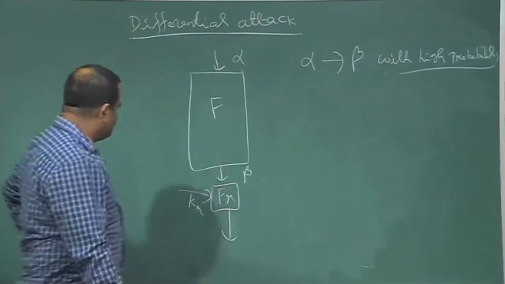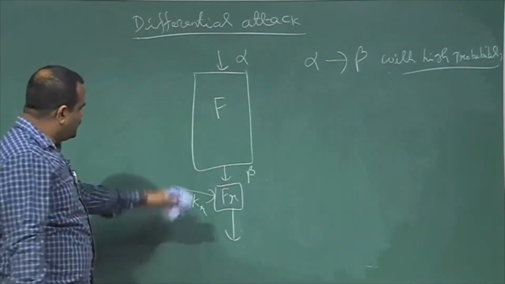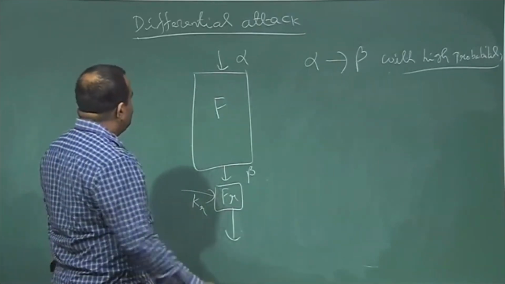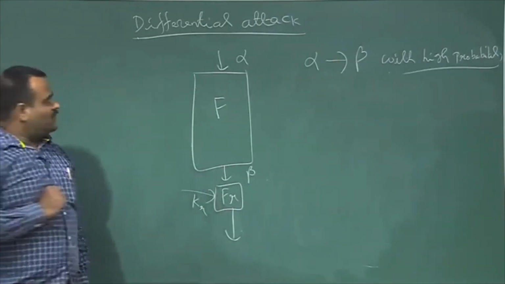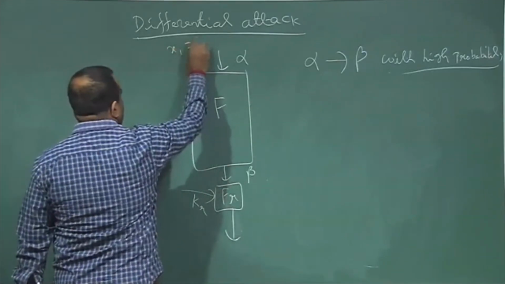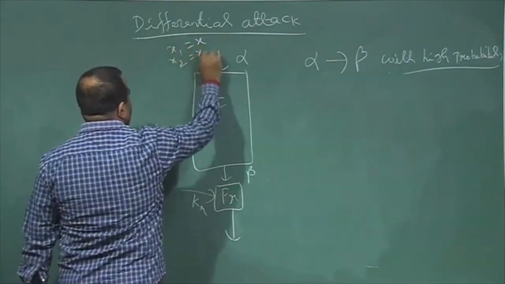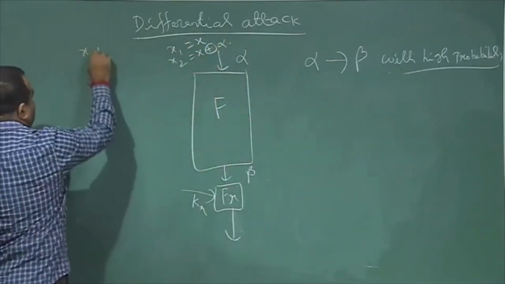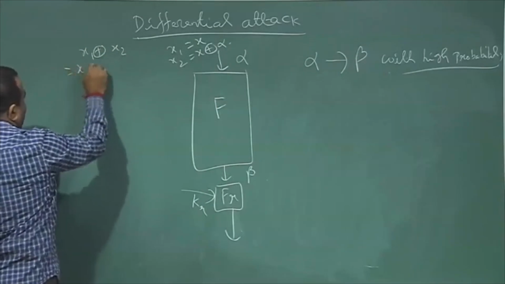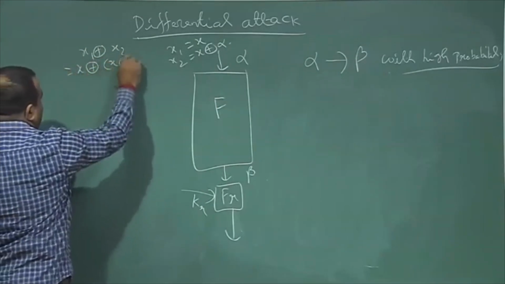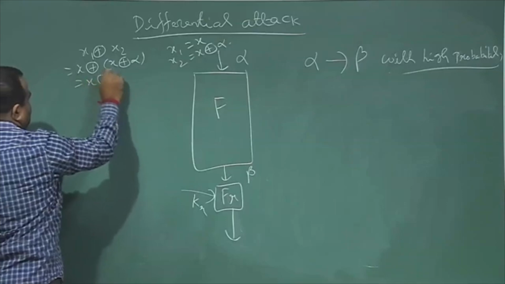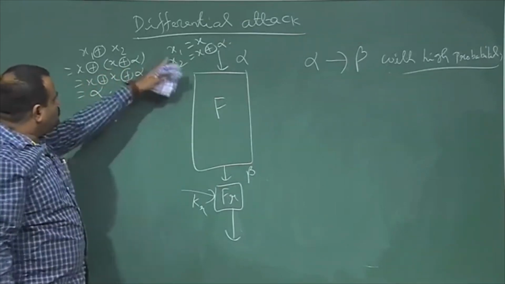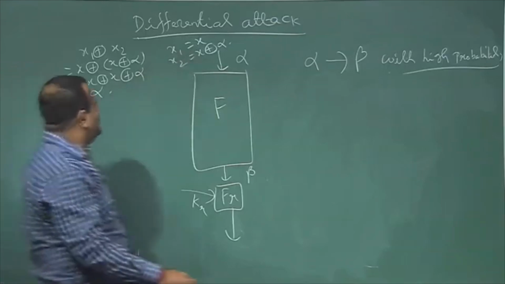Okay, so now how to attack this? Suppose this alpha beta exists. What we do is take a pair x1, x2 whose difference is alpha. We choose x1 equal to x and x2 equal to x XOR alpha. Then x1 XOR x2 is x XOR x XOR alpha, the x's cancel out, and this is alpha. Here x is a plaintext, any plaintext.